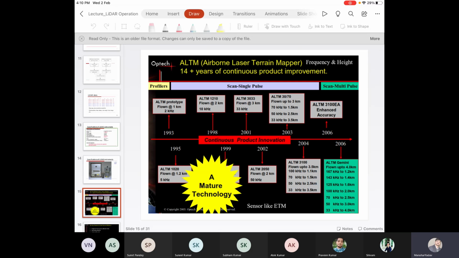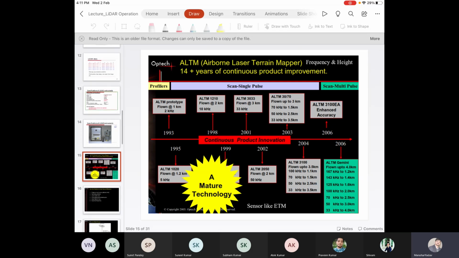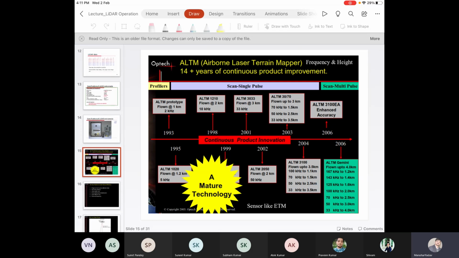2002, again at 2 kilometer improved, it is 50 kilohertz. Then if you see 2006, and 2006, then ALTM enhanced this 3100 EA, that is with enhanced accuracy, and ALTM Gemini. Now in 2006, this multi-pulse recognition concept evolved. Okay, and the internal transmitter and receiver technology improved so that multiple pulses can be fired.